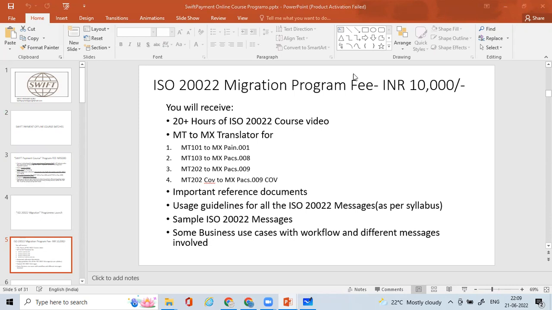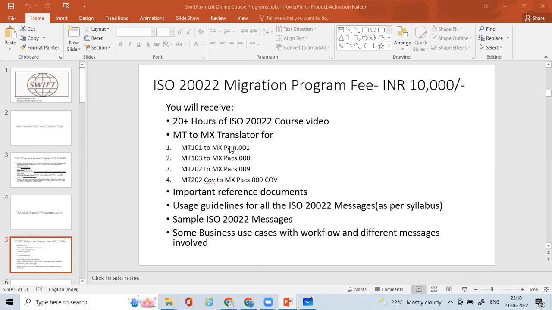It costs only international rupees 10,000, and in this you will also have videos on what a business analyst does and how to get started, or how to collect the information. All that information is also provided in this ISO 2022 migration program. Not only that, you have 20 plus hours of ISO 2022 course videos.